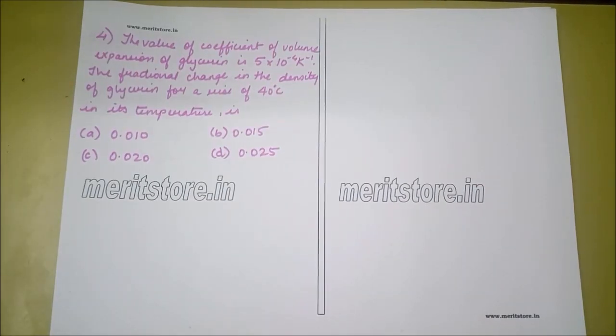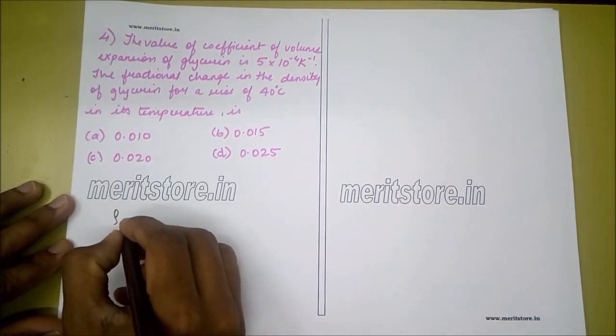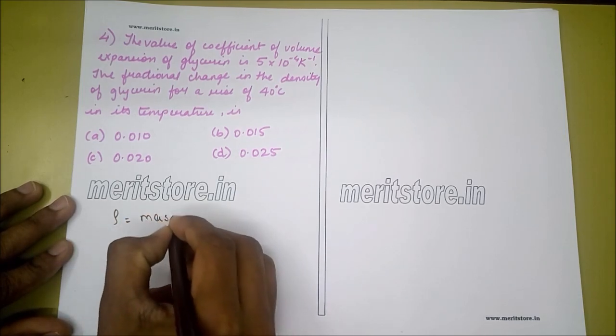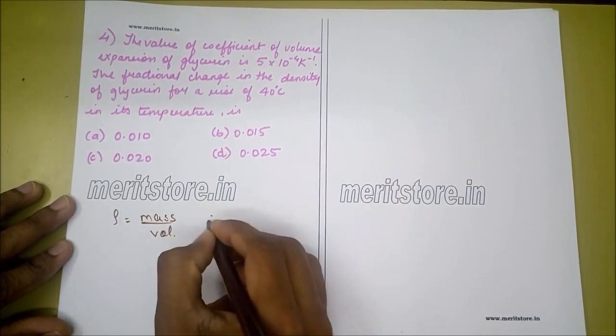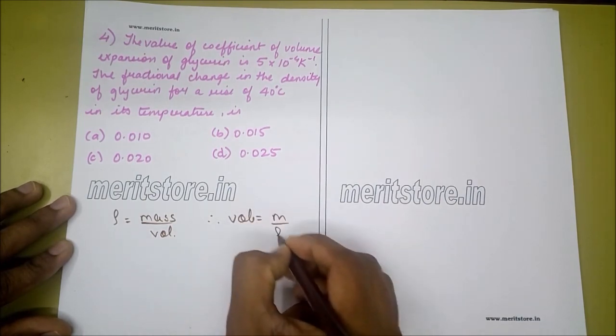The value of the coefficient of volume expansion of glycerin is 5 into 10 raised to minus 4 per Kelvin. The fractional change in the density of glycerin for a rise of 40 degrees Celsius in its temperature is, the options given are 0.01, 0.015, 0.02 and 0.025. Now basically we need to see that density is nothing but mass upon volume. So therefore volume we can write as mass upon the density rho.